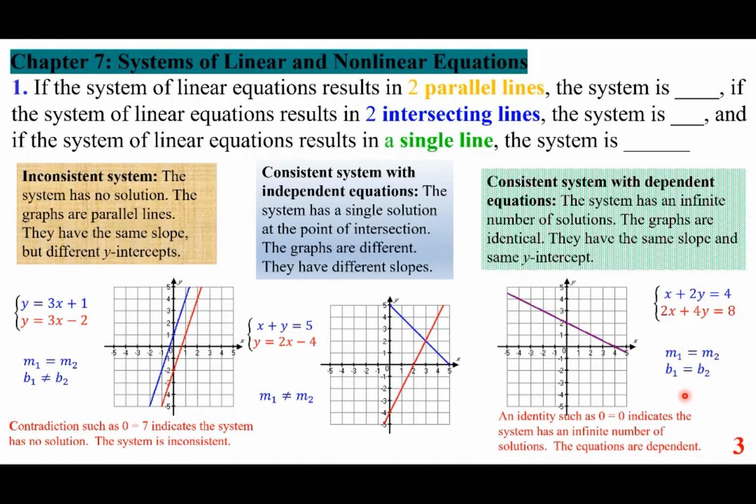So if we were to solve the system, such as by the method of addition or substitution, we end up with an identity such as 0 equals 0 or 5 equals 5, and that represents an infinite number of solutions. The equations are dependent.